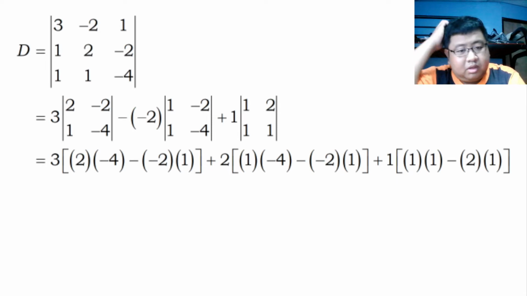Now, negative 1, that's 1 times negative 4 minus negative 2 times 1. That will be your second 2 by 2 determinant. And for the third term, guys, the 1 remains there, kaya kopya lang. But the 2 by 2 determinant will be evaluated like this. 1 times 1 minus 2 times 1.